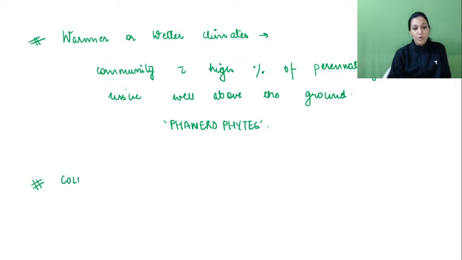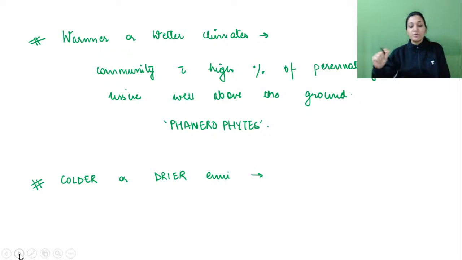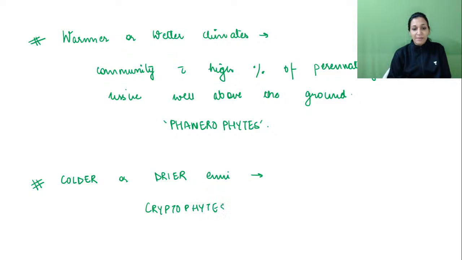And then talking about the colder climate, what type of things are going to exist in a colder or drier environment? A community where most of the plants are classified as cryptophytes and hemicryptophytes will be growing in the colder and drier environment. Cryptophytes. Am I audible to you all? Please write in the comment box because there is some kind of disturbance going on around me. Just write in the comment box if you can hear me clearly. Cryptophytes and hemicryptophytes.